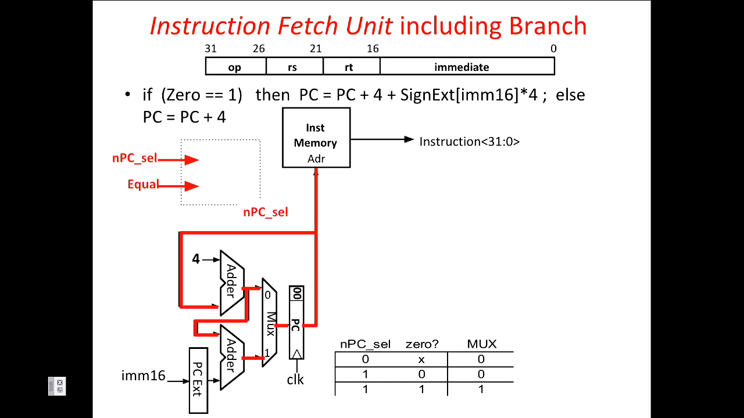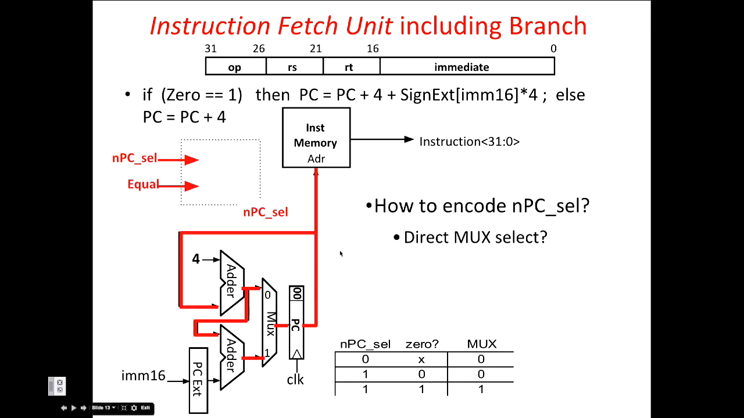So essentially, our npc select is going to have to take into account two different factors, right? Whether or not we have a branch, and whether or not the equals operation succeeded. So one option could have been just to directly specify the mux somehow, using these two values. Or the other option is to take into account whether or not we have a branch or not a branch.